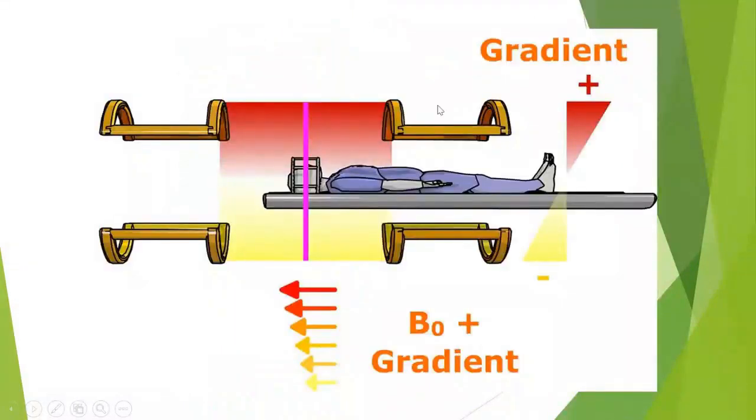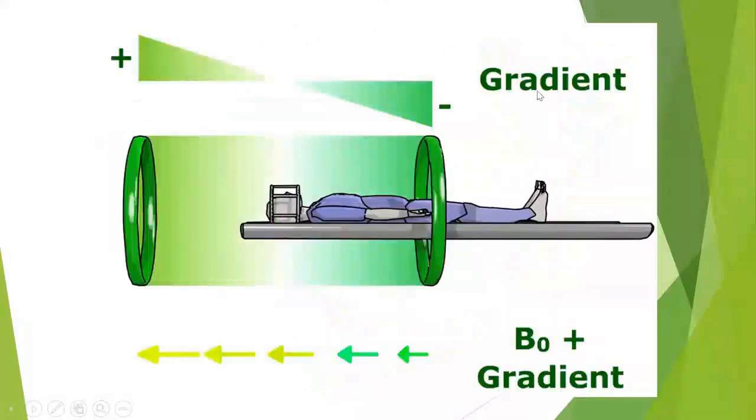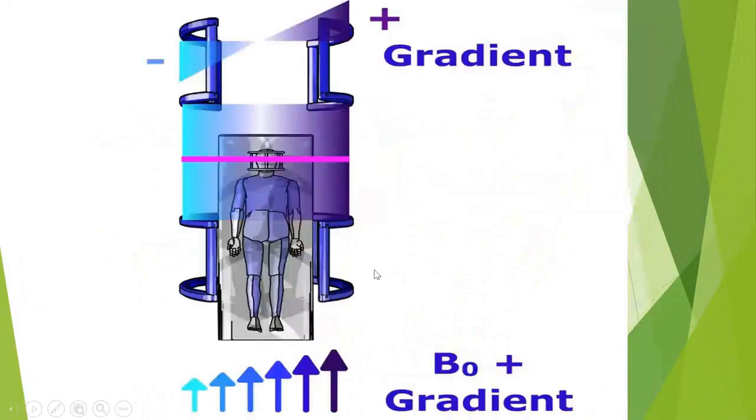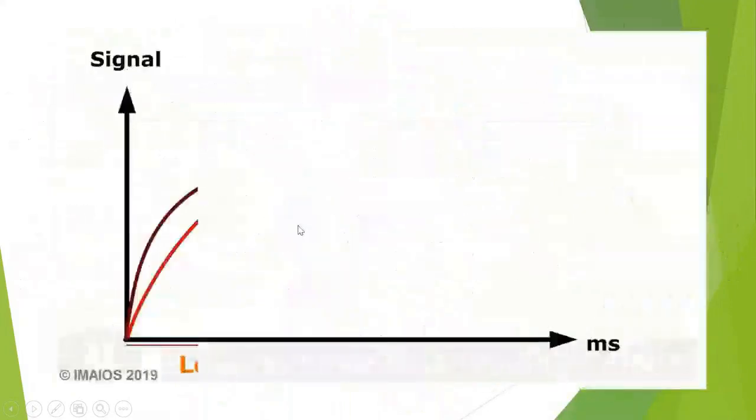These are the existing gradient forms that operate with the slice selection gradient. And this is the variation of our gradient, for example, in the y-axis, like the phase-encoding gradient, or in the z-axis, similar to the slice selection gradient.